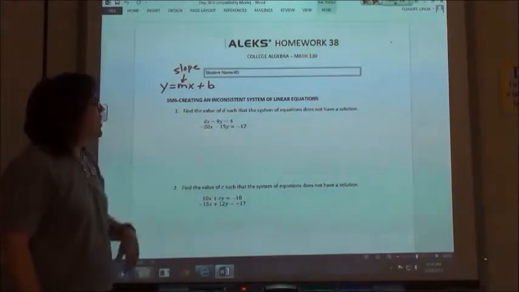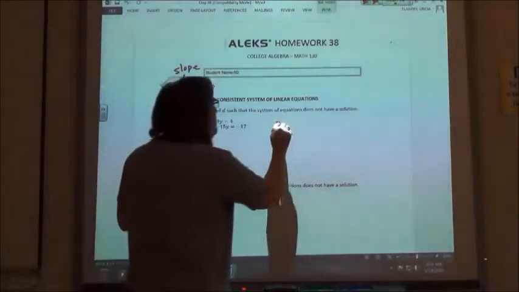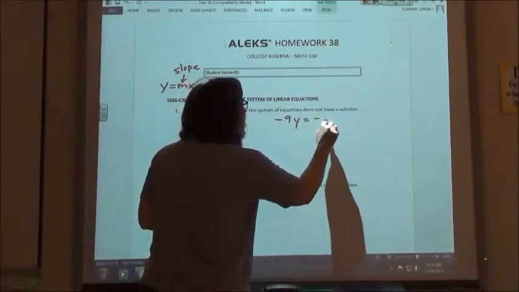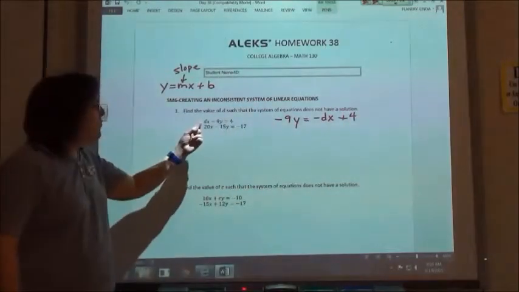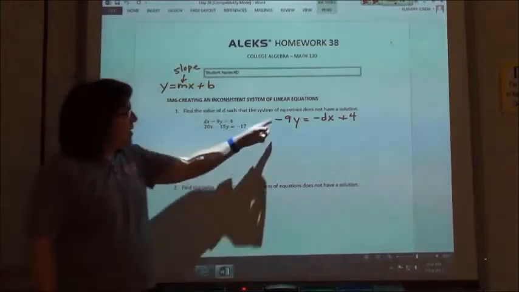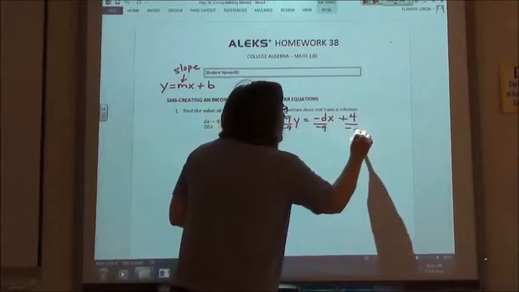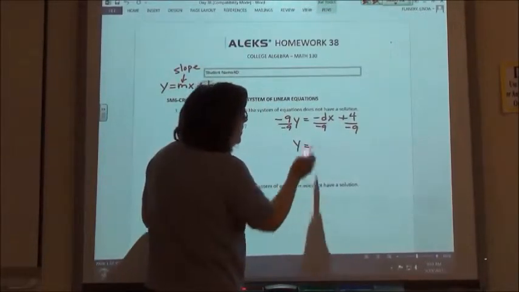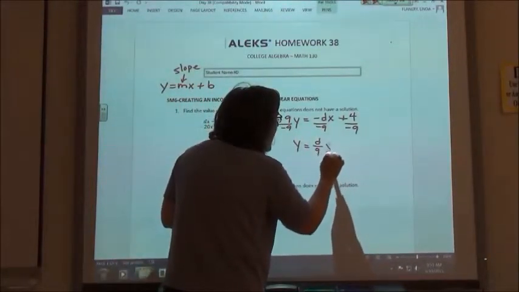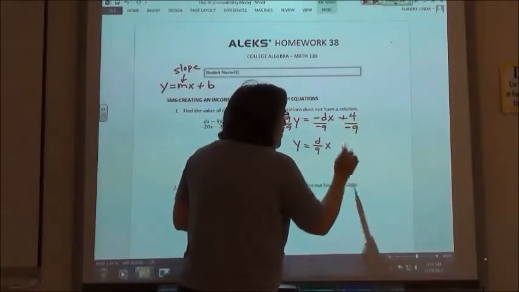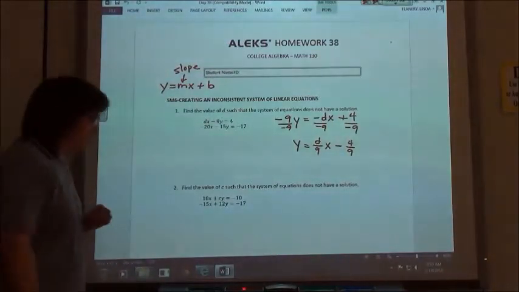So taking our first equation and rearranging it, I've got to move my dx to the other side, so it's going to be negative. So negative 9y is going to equal negative dx, and then we have the plus 4. So I've just moved my dx to the other side, changed the sign. I then have to divide by negative 9. I'm going to divide everything by negative 9. And so y is going to equal, here I have a negative over a negative, so it's going to be positive, d over 9x. Positive over a negative, so minus 4/9. So I've got my first equation rearranged.